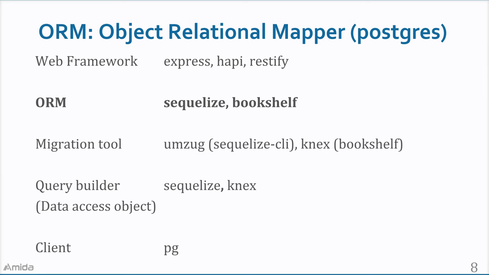Sequelize-cli is distinct from Sequelize, and Sequelize-cli is actually what handles your migrations. And it uses a tool called Umzug behind the scenes, which you've probably heard Mike talk about. There are many ORMs out there. Another popular one that I like is called Bookshelf. Bookshelf works analogously. Instead of Sequelize being your ORM, you're using Bookshelf. Bookshelf uses Knex as its migration tool instead of Umzug. And Knex also has a query builder, just like Sequelize.